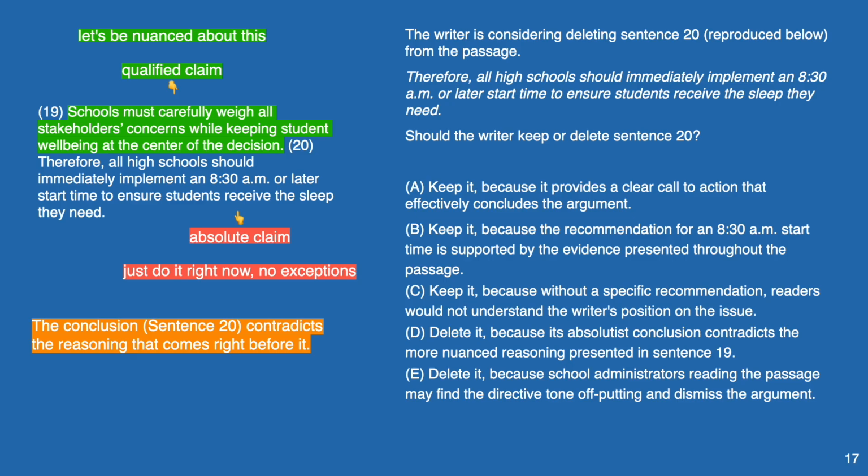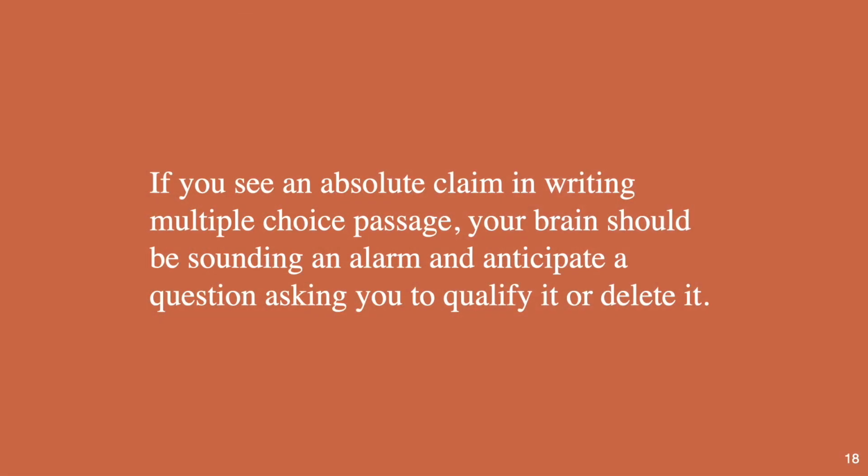The correct answer is D, deleted, because its absolutist conclusion contradicts the more nuanced reasoning in sentence 19. This is exactly what the essential knowledge warns about. A lack of understanding of the complexities of a subject can lead to oversimplifications or sweeping generalizations. Sentence 20 oversimplifies. It throws away all the nuance sentence 19 just built. So, if you see an absolute claim in a writing multiple choice passage, your brain should be sounding an alarm and anticipate a question asking you to qualify it or delete it.